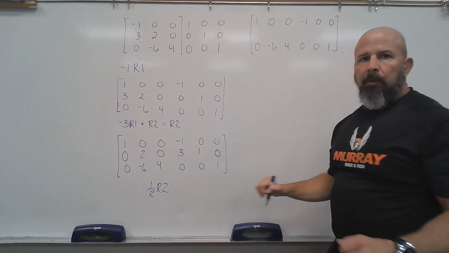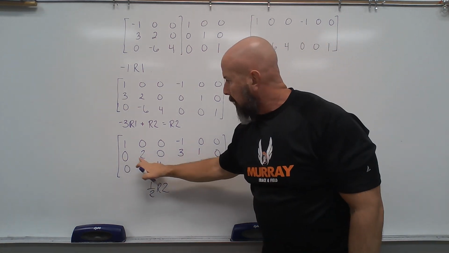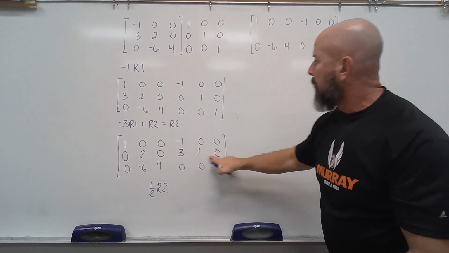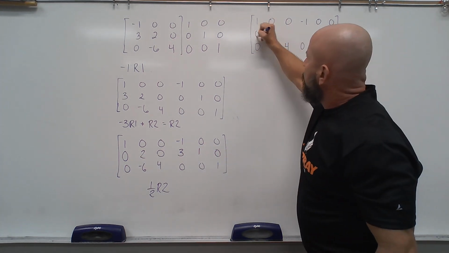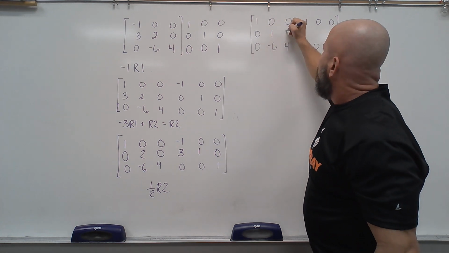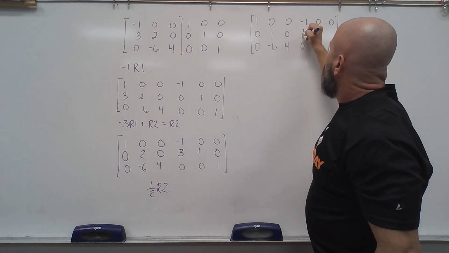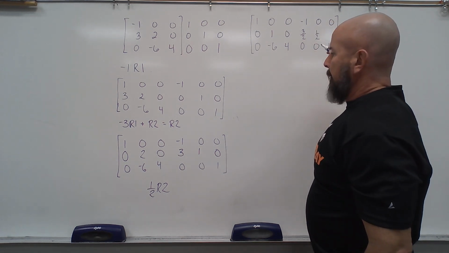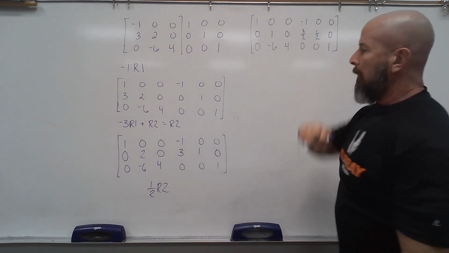And now I'm going to go through and take half of row 2 because I wanted that to be a 1. So if I divide all of these numbers by 2, I get 0, 1, 0, 3 halves, 1 half, 0.